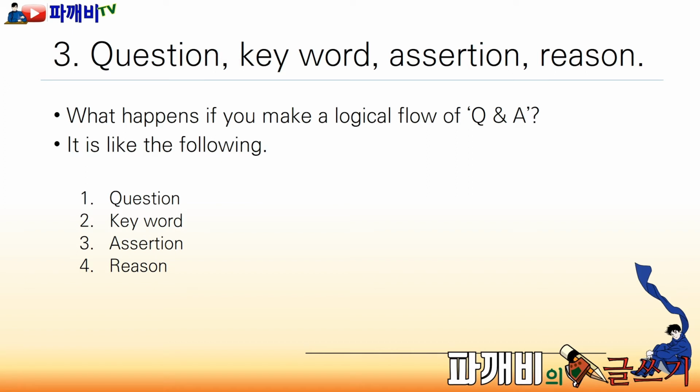The third is question at issue, keyword, assertion, and reason. What happens if you make a logical flow of question and answer? You get question at issue, keywords, assertion, and reason in sentences. To the contrary, the form of a logical article, which is made with a flow of question and answer, is the format of question at issue, keyword, assertion, and reason. Let me take an example.